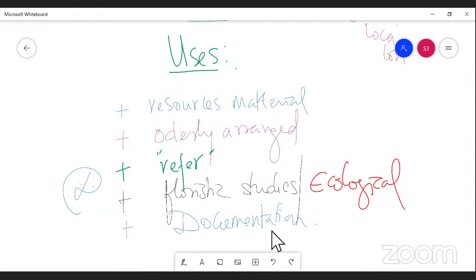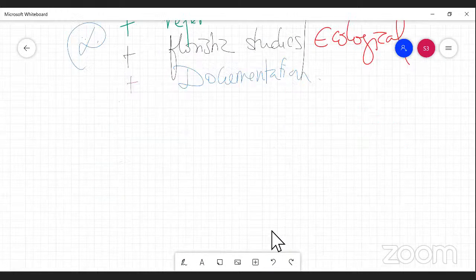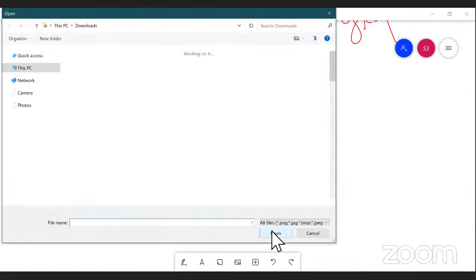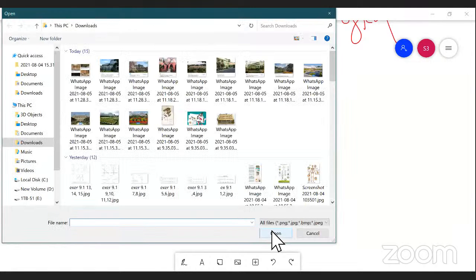Okay, now I am going to show you some international and national herbaria. In the beginning itself, I said herbarium is also referred to as an institute where the dried specimens are available. That is called a herbarium, right? So now I'm going to show you some international herbaria.